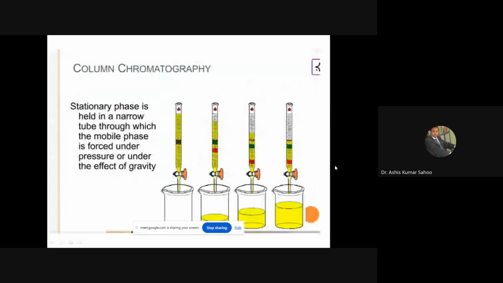Now column chromatography, a simple column. In column chromatography, we have a column, and we load a mixture into it. So compounds will elute one by one. You can see the stationary phase held in a column. Different compounds come out: first red will come, then green, then another compound. So in column chromatography, we can separate a mixture of compounds one by one.